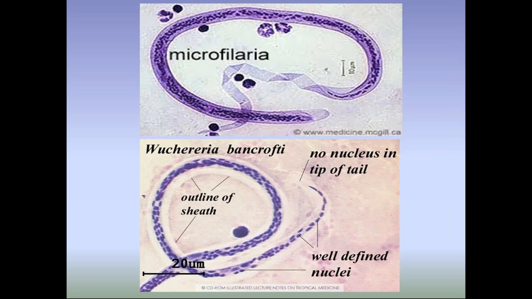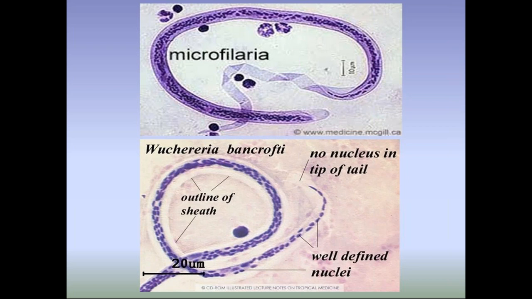We can see the larval form of the microfilaria larva. There are different structures in the microfilaria larva. What are they? The first is the sheath, the hyaline sheath. And the first absent area, the head part of the microfilaria larva where the nuclei are absent, is called the cephalic space.